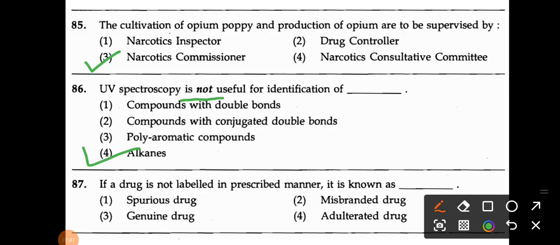Then question number 87. If a drug is not labeled in the prescribed manner, okay, pharmaceutical jurisprudence. The options are spurious drugs, misbranded drugs, genuine drug and adulterated drug. So what is the correct answer here? That is your misbranded drugs. So misbranded drugs are not labeled in the prescribed manner. What about adulterated drugs? So the quality is not maintained for your adulterated drugs.